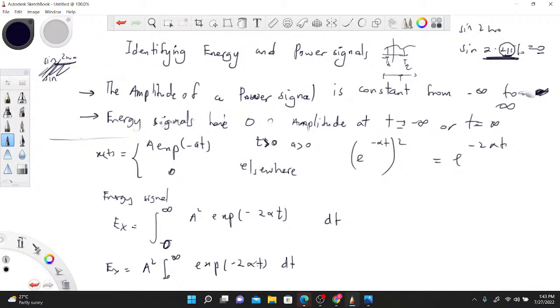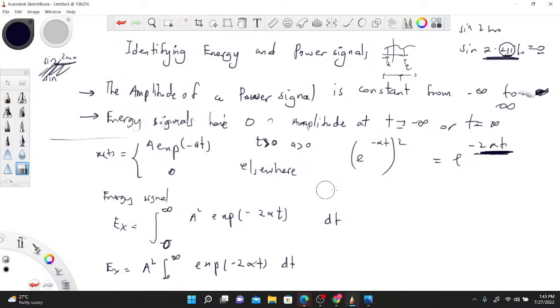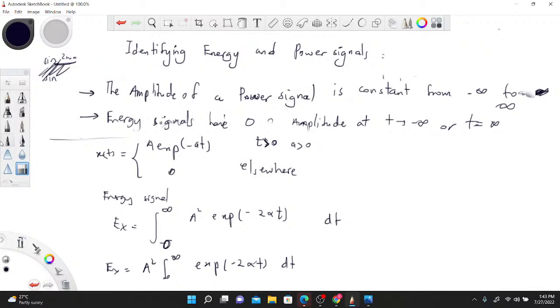Alright, so how do you integrate exponential functions? It's looking very clumsy. Let me wipe the things I don't need. If you want to integrate an exponential function, you just differentiate the power, and it comes to divide. So here I'm having A squared. Ex is equal to A squared.